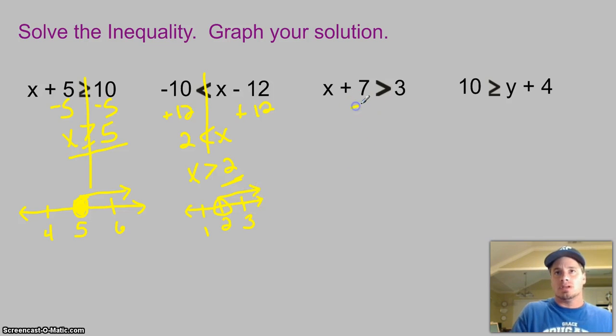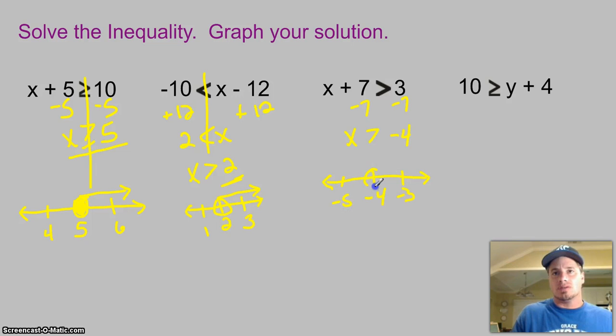Let's look at this one. Subtract 7 from both sides. I've got x is greater than negative 4. Okay, again, number line. And I've got a negative 4 in the center. Okay, on this side I've got negative 3. Remember, we're getting bigger on the negative side, so that would be negative 3, and this is negative 5.